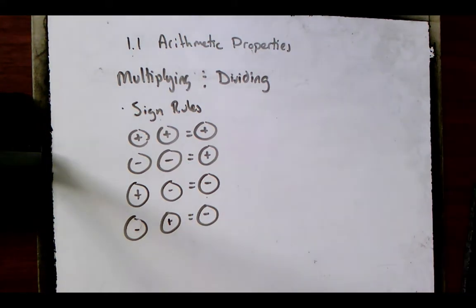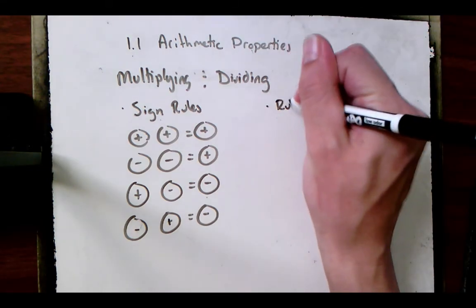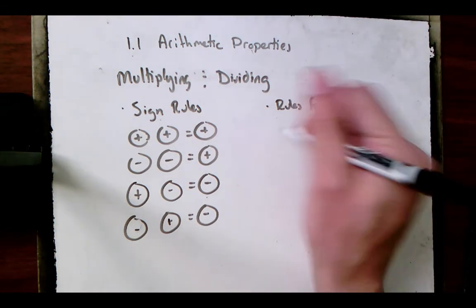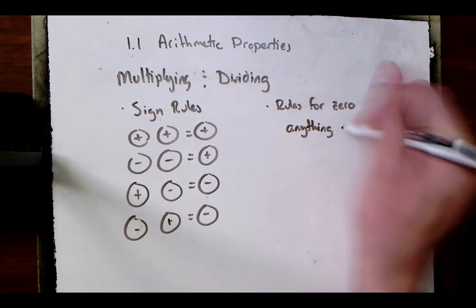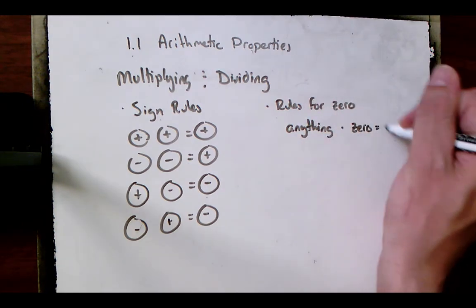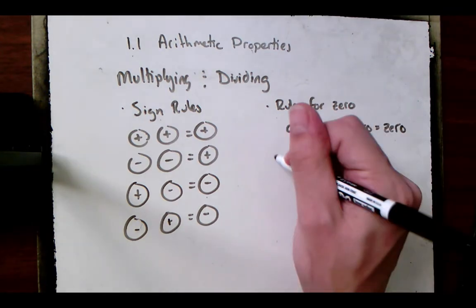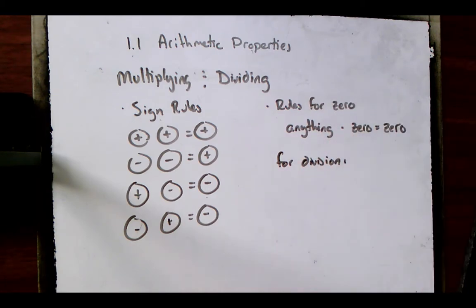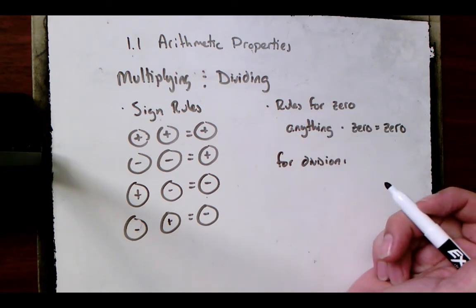Other rules for multiplying and dividing that we need to talk about are the rules for 0. For multiplication, anything times 0 is 0. And for division, we have these two important rules that I like to use, which is how do we divide with 0?